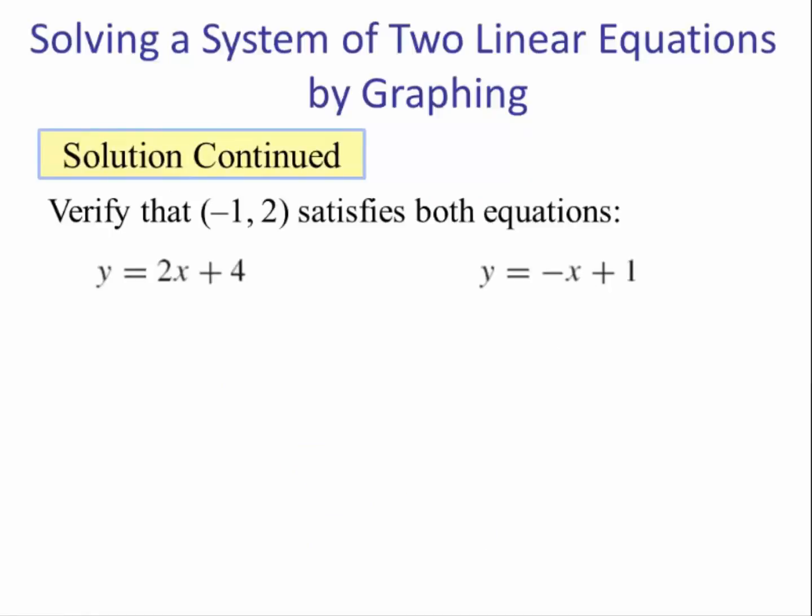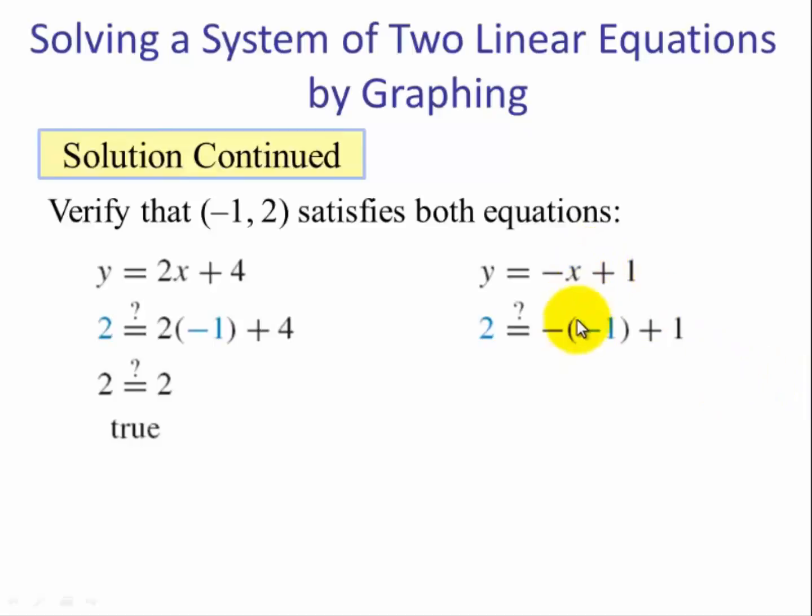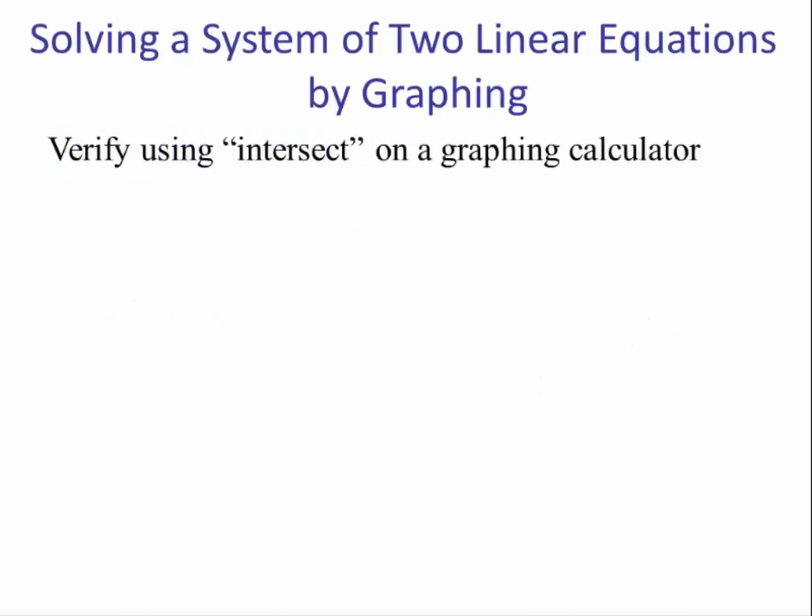To verify that negative 1, 2 is a solution, we substitute them into both equations. So for the first one, we have 2 equals, possibly, 2 times negative 1 plus 4. So we have 2 equals 2, and that's a true statement. For the second equation, we have 2 equals negative 1, which becomes a positive 1, plus 1 is 2. So this is a true statement. So we have verified that negative 1, 2 is a solution.